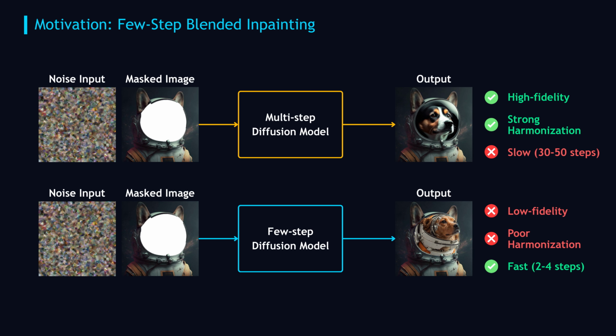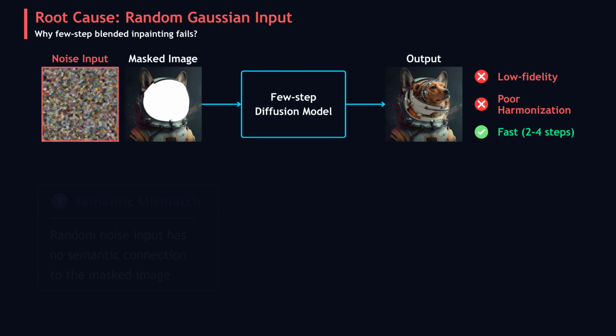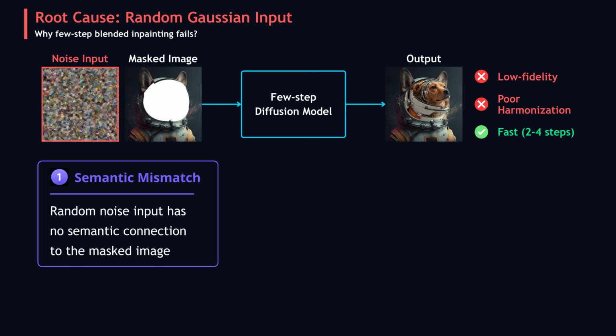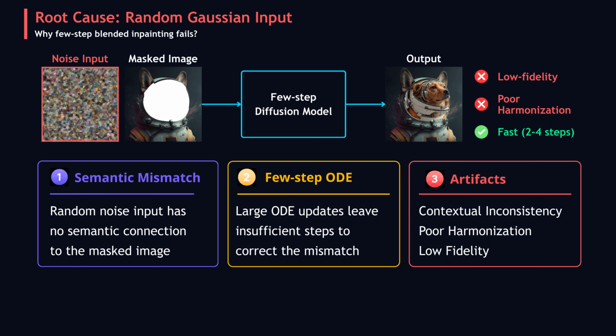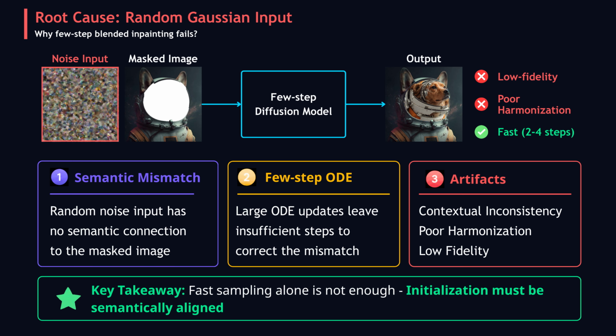However, when we directly apply blended sampling to them, the results suffer from low-quality artifacts and poor harmonization. The root cause is that random Gaussian noise input is semantically unrelated to the masked image input. Multi-step models can gradually fix this mismatch over many denoising steps, but few-step models make large jumps and do not have enough steps to recover, hence leading to inconsistencies and artifacts. Therefore, initialization must be semantically aligned in the few-step inpainting regime.